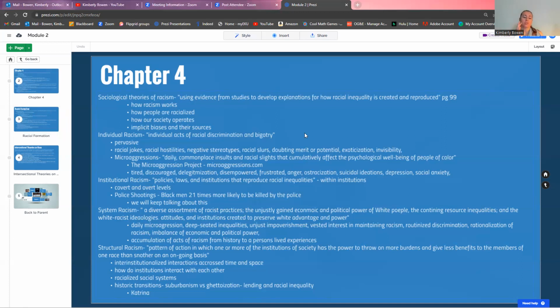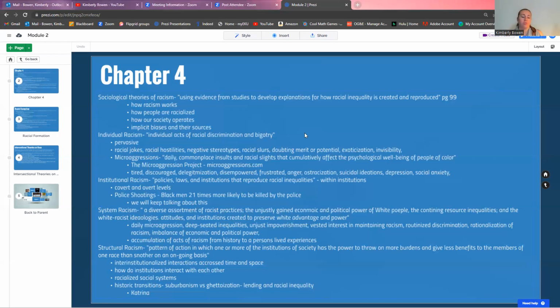A little bit more about structural racism. It's interinstitutionalized interactions across time and space. So these are going to change and vary depending on how interactions are built and what is given importance in society. So, right, there's a point in which in certain societies, church reigns the most important, versus in some societies it might be education, versus some societies it might be the governmental, and some of these institutions, depending on what we're talking about, are going to play more of a role, and we'll get into that. And then it's how do they interact with each other to set up these racial social systems.